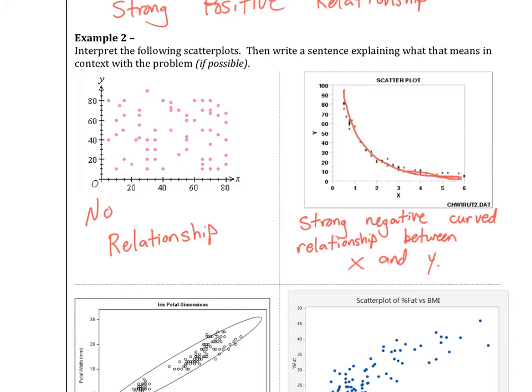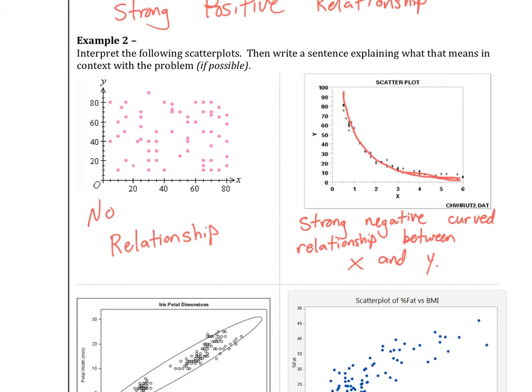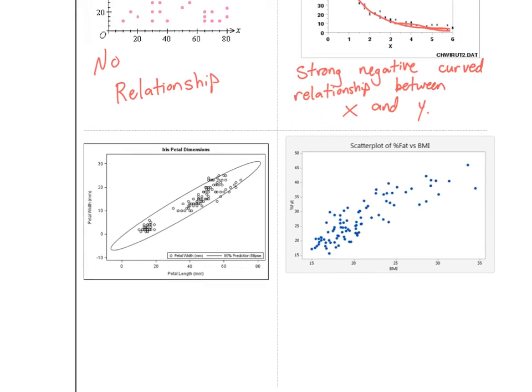So how strong is it? Is it positive or negative? Is it curved, clustered, or linear? And then we got 2 more. So if you look at the one on the bottom left, do you see the form of this one? You see how they're kind of clustered here, and then they're clustered up here. So this one, I would give you 2 options. You could say this is clustered, or you could say it's linear because it does form a line.